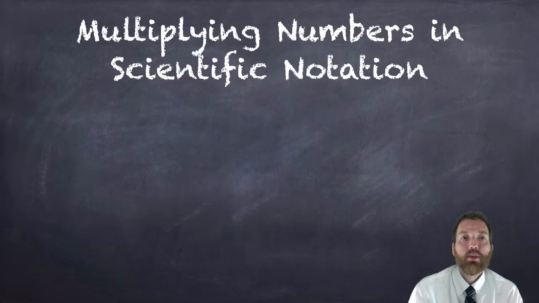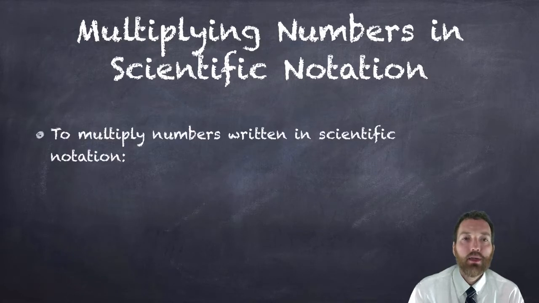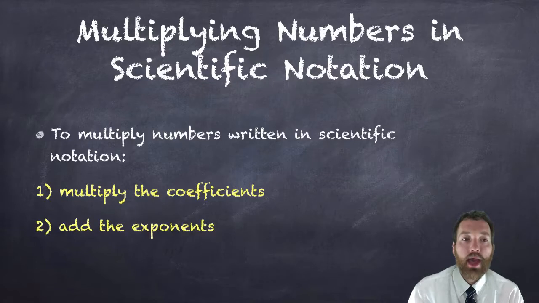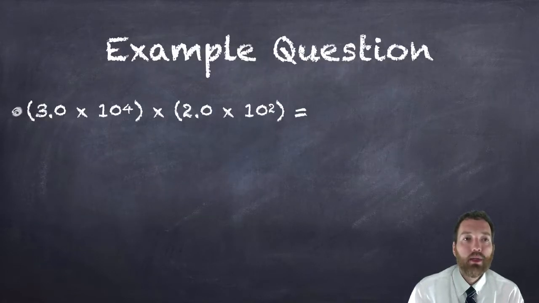So today we're going to talk about doing math with numbers in scientific notation. And first up is multiplying and dividing. So to multiply numbers in scientific notation, all you have to do is multiply the coefficients and then add the exponents. It's actually pretty simple.